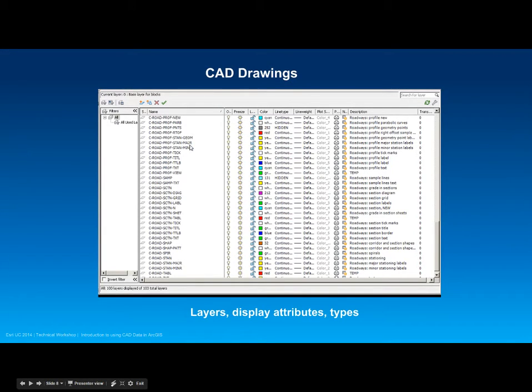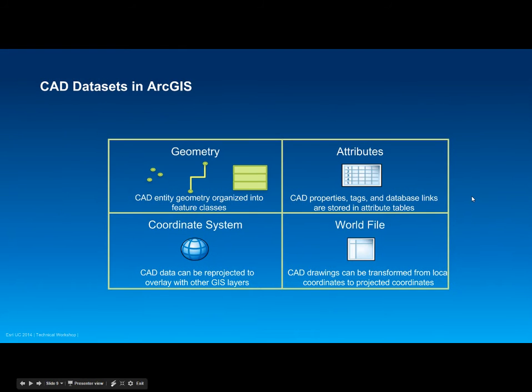And this shows what the CAD layers look like in AutoCAD. You can see the layers over here, and these define the display attributes, the color, the line type, the line width. There's a description of the layer, and you'll see these layers look like they're organized pretty well, so different types of roads are on different layers. You'll also see the color of the layer and some other information about how this CAD drawing is organized and displayed in AutoCAD.